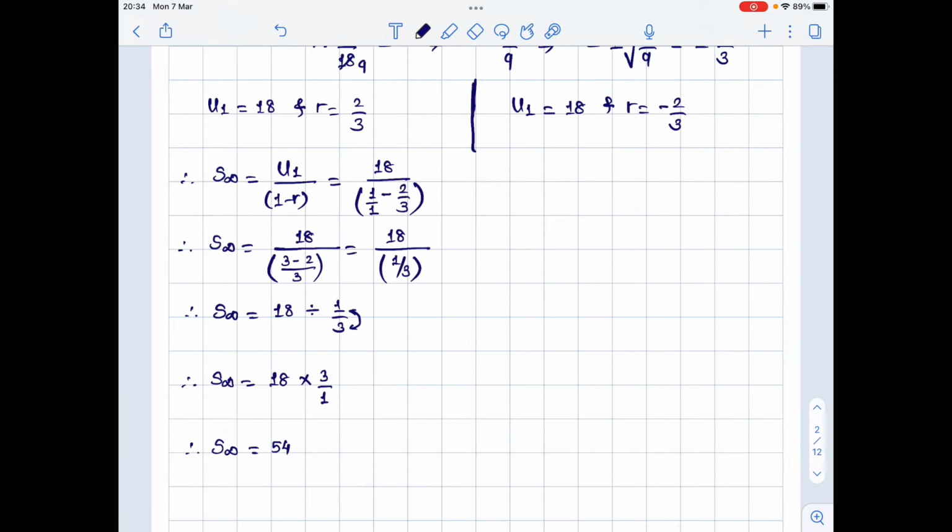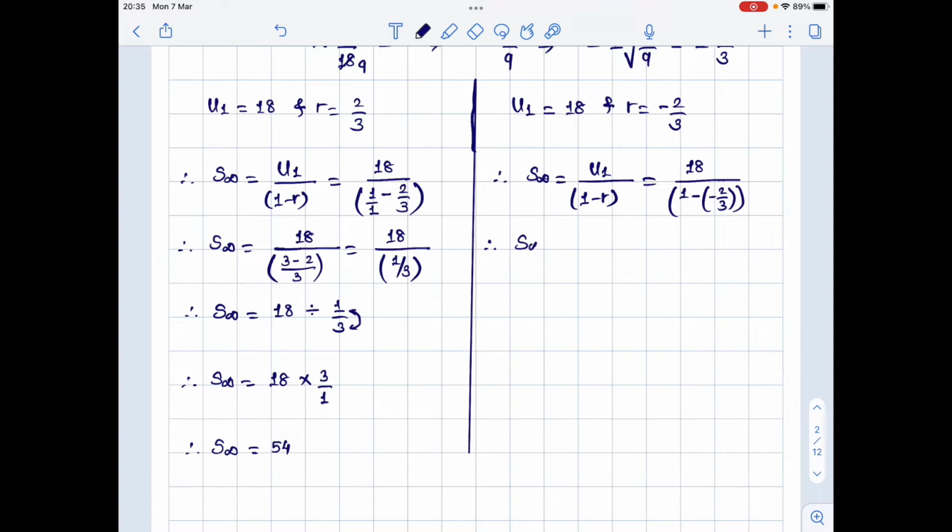Now we will repeat the same thing for the second sequence. Again, I am using the same formula. S infinity is equal to u1 over 1 minus r. u1 in this case again 18, but r is negative 2 over 3. So 1 minus negative 2 over 3. So S infinity is equal to 18 over 1 plus 2 over 3.